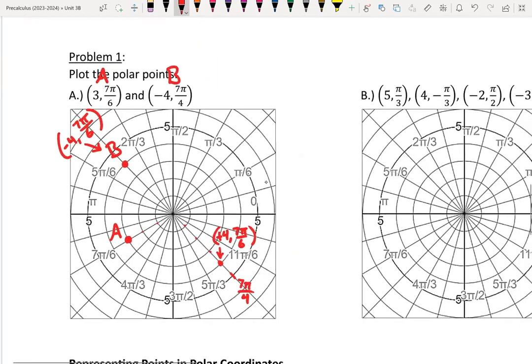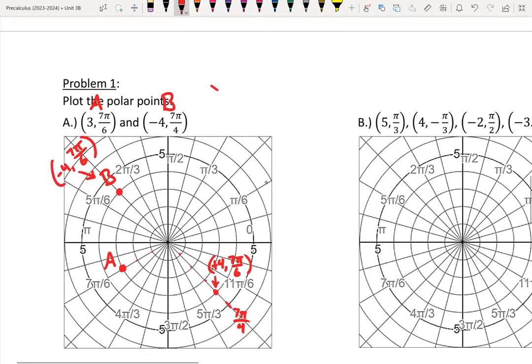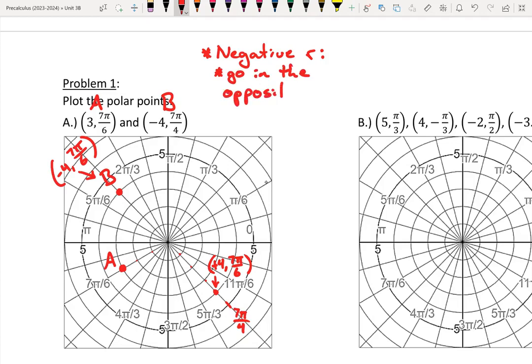Let's make a note of that. Just right up here, I have a little bit of space. A negative r means that you measure, or just say go in the opposite direction.